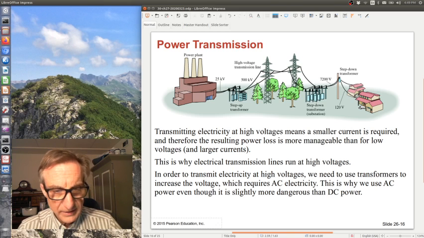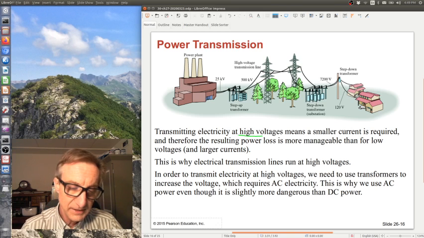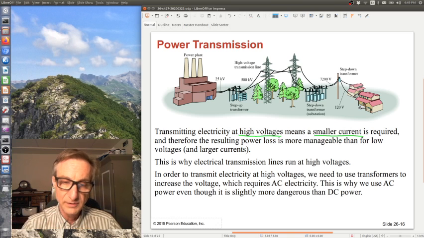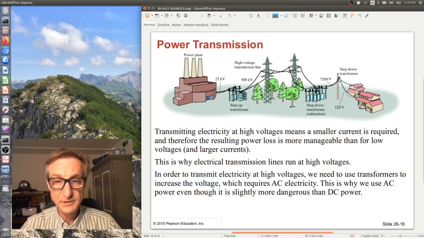Now, why do we transmit the power at such high voltage? Well, we've seen how high voltage means smaller current. If I raise the voltage up from one source to another via a step-up transformer, I've also reduced the current by the same factor. If I've raised the voltage by 20 times, I've lowered the current by 20 times.